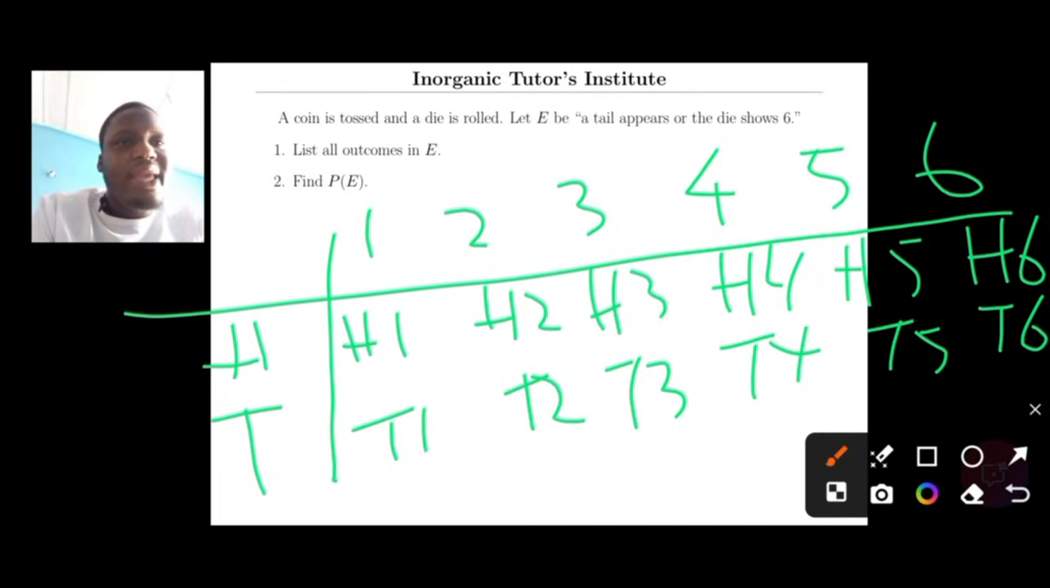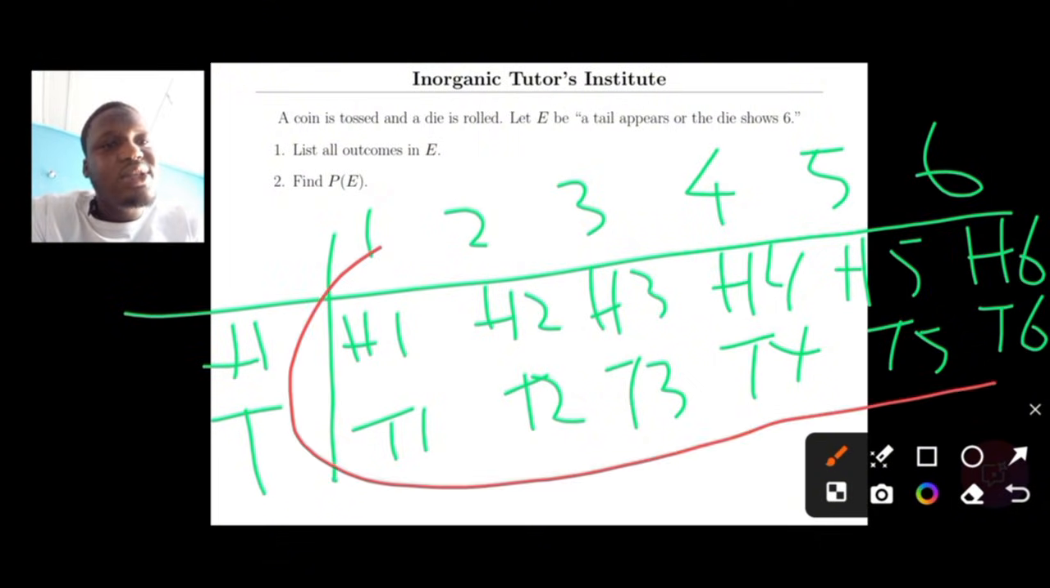E is saying that a tail appears or the die shows a 6. Now look at this. So this is our sample space. This is what we are working with.